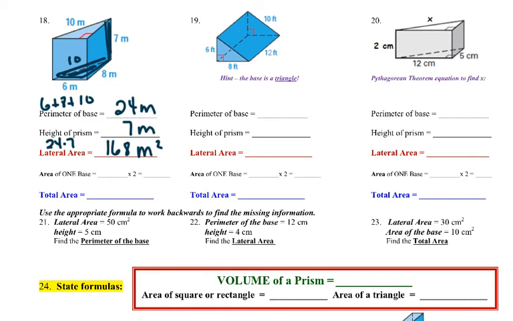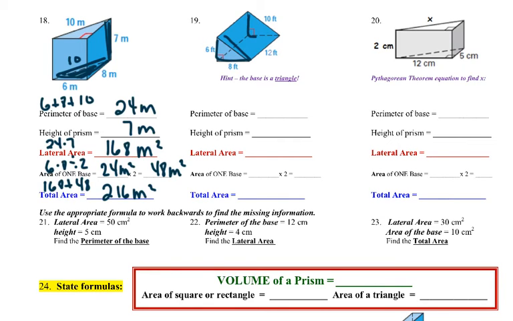If I do the area of that triangle, remember, now I divide by 2. Area of a triangle, base times height, divided by 2. So the area of one triangle is 24. When I double it, it's 48, and 168 plus 48 is 216 meters squared.